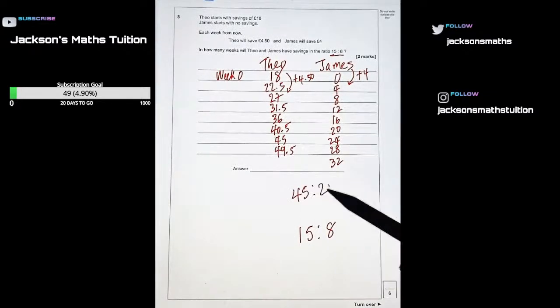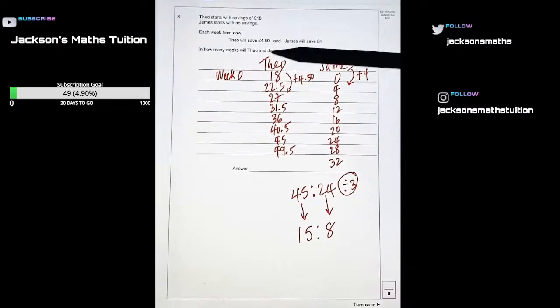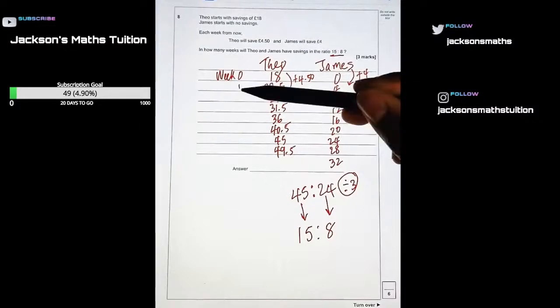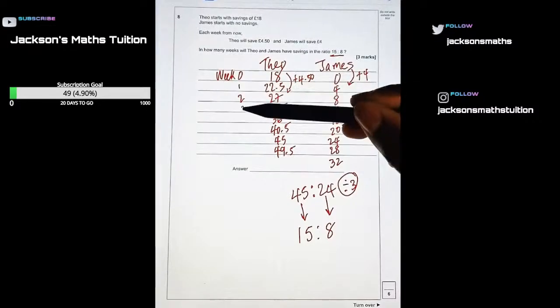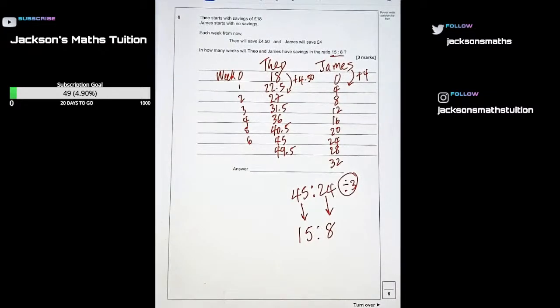Okay, so if I have 45 and 24 and I'm going to simplify that, then it means I'm going to find the HCF, which is going to be 3. So if I divide both of those numbers by 3, it's going to give me 15 and 8. Okay, so if we started at week 0 with £18 and £0, then week 1, 2, 3, 4, 5, week 6. So your answer is going to be 6 weeks. 6 weeks, guys.